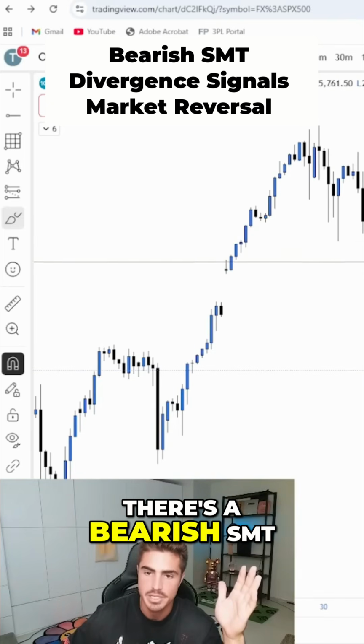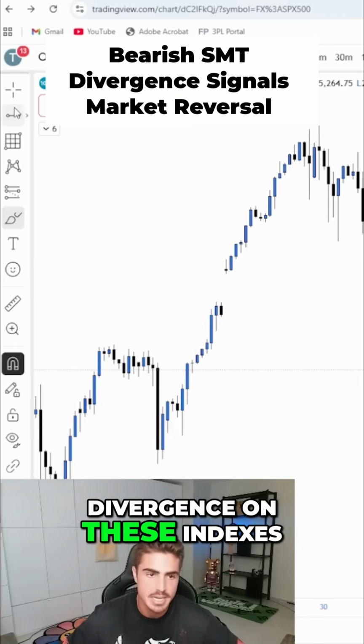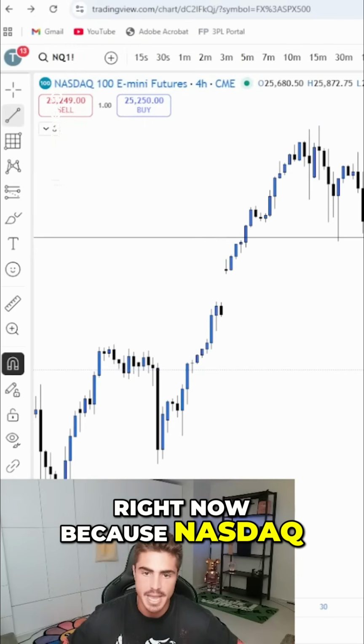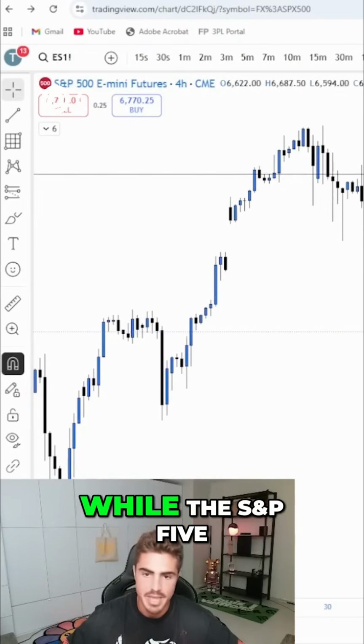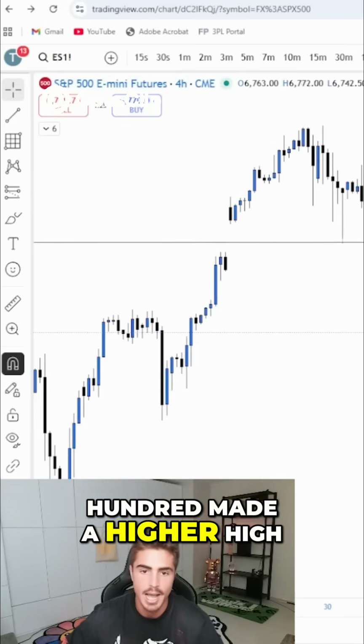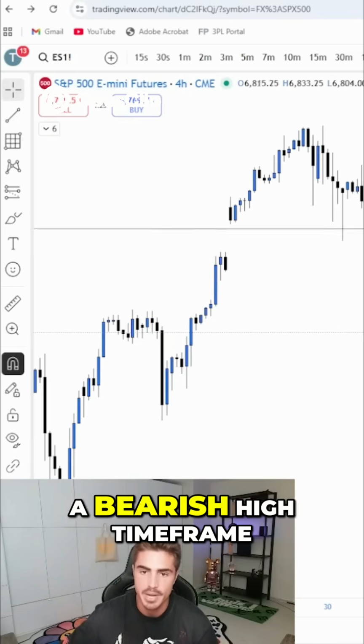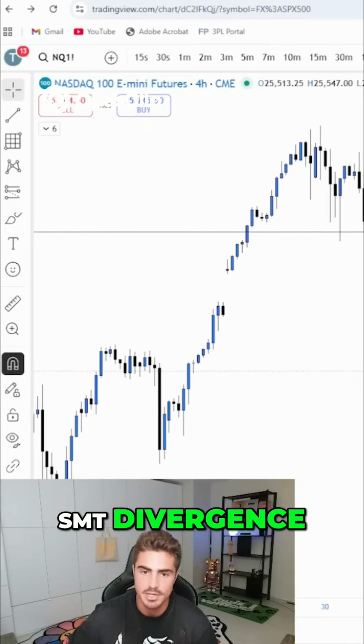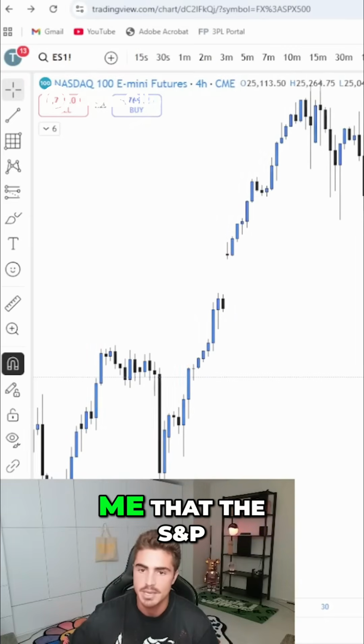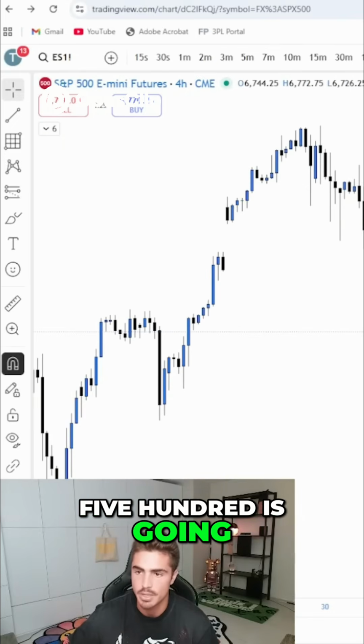There's a bearish SMT divergence on these indexes right now because NASDAQ made a lower high while the S&P 500 made a higher high. So I'm able to say I have a bearish bias today because there's a bearish high time frame SMT divergence. The NASDAQ is telling me that the S&P 500 is going to go lower.